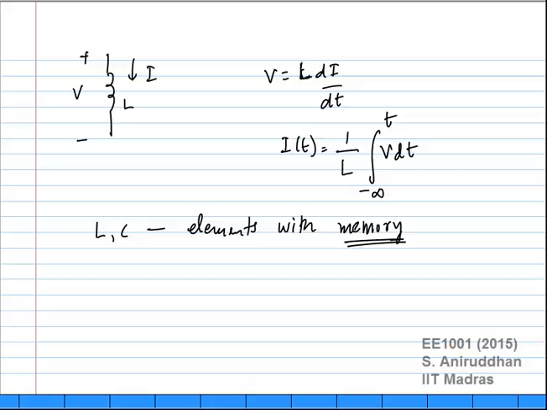Now, there are two other kinds of elements that we are interested in. The first of them is what I call control sources. So far we have been seeing independent sources, independent voltage sources and independent current sources. However, there is also a class of sources which are dependent sources or controlled sources. We'll start off with the simplest possible example. Let us assume that it's a voltage source.